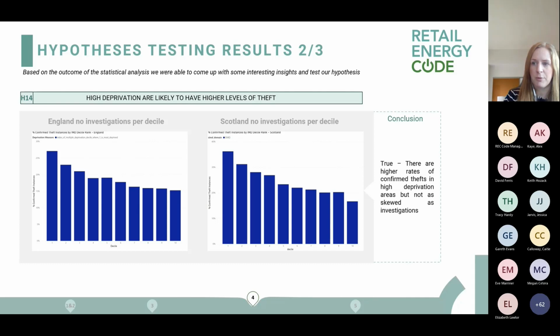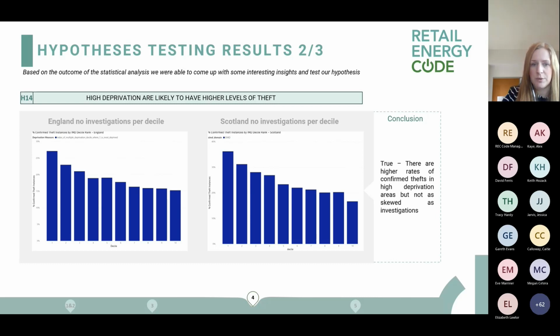So we've shown the proportion of confirmed thefts here. The actual investigations were slightly more skewed here as well. So there were more investigations taking place in the areas where there's high deprivation. This is showing that the data is confirming some of the theories that there are more investigations taking place in deprived areas. And it could be that there is more theft there, or it's just that it's known that there's more that is easier to find there, and therefore more investigations occur in those areas.